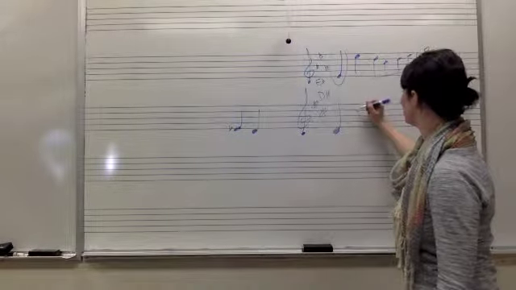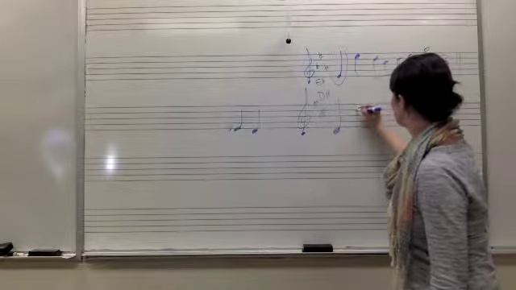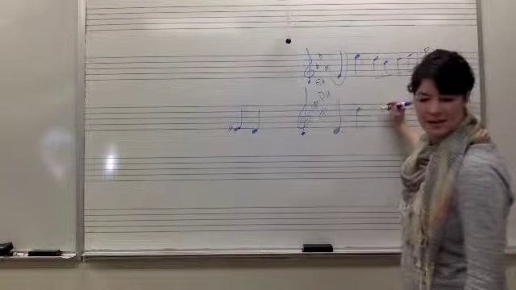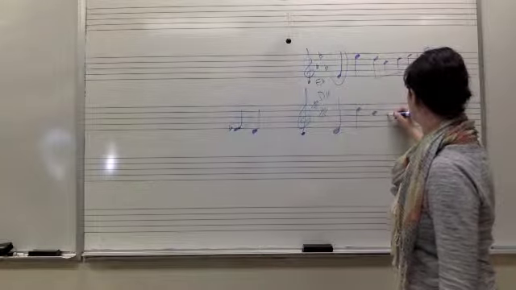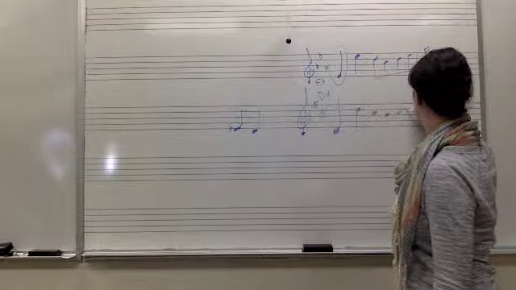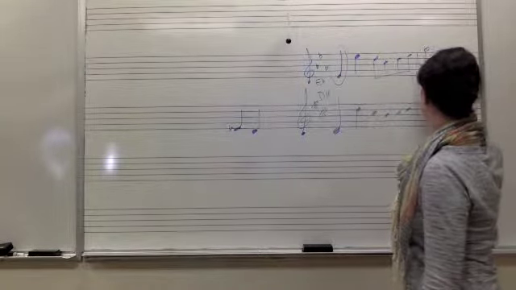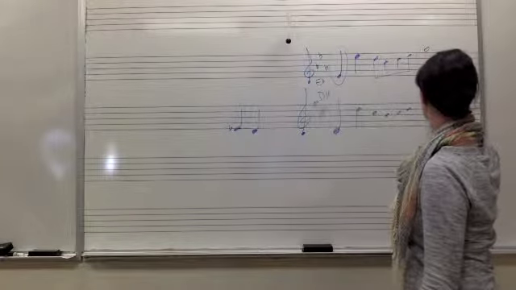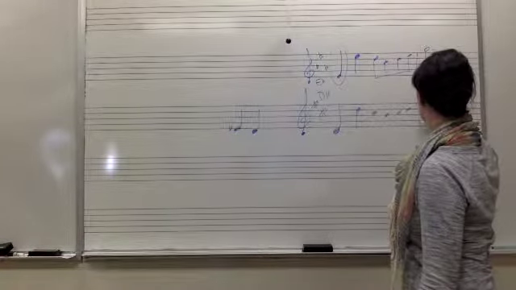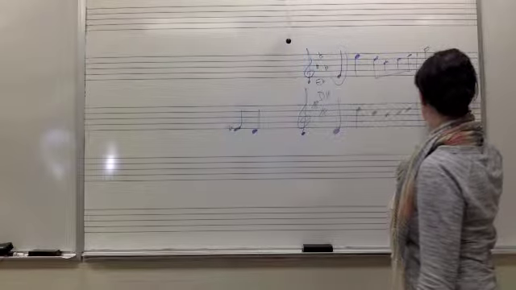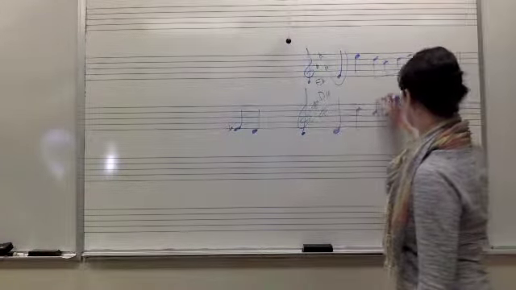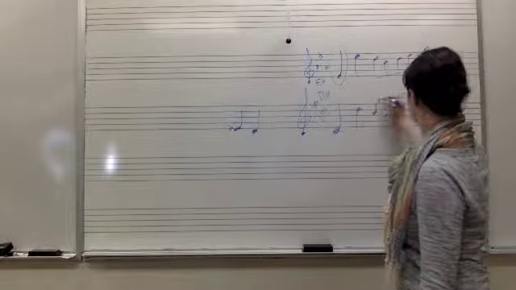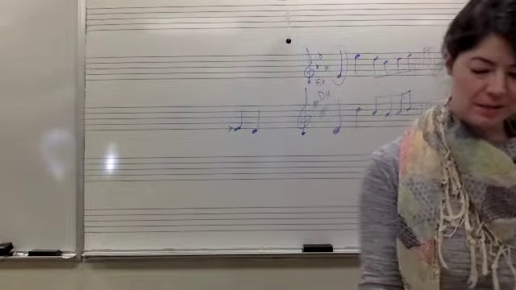So you have D, D, then you just step down. And then you go up a third to F sharp. So these are your options. It's pretty clear.